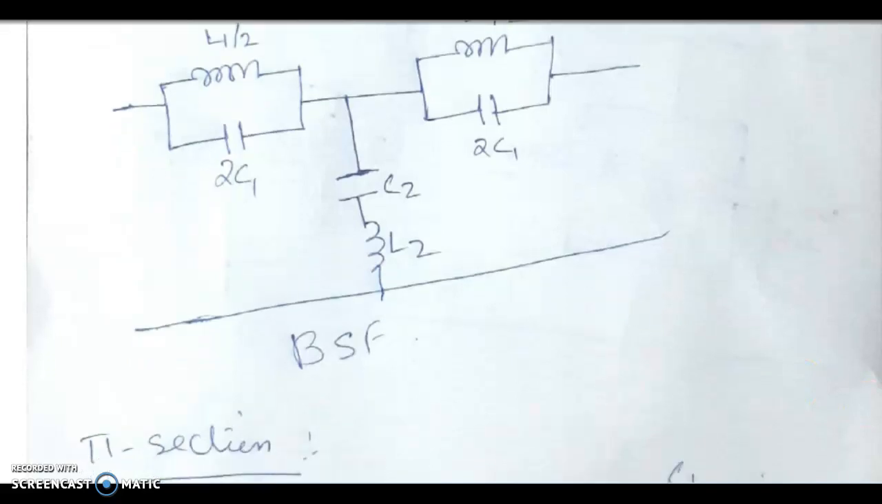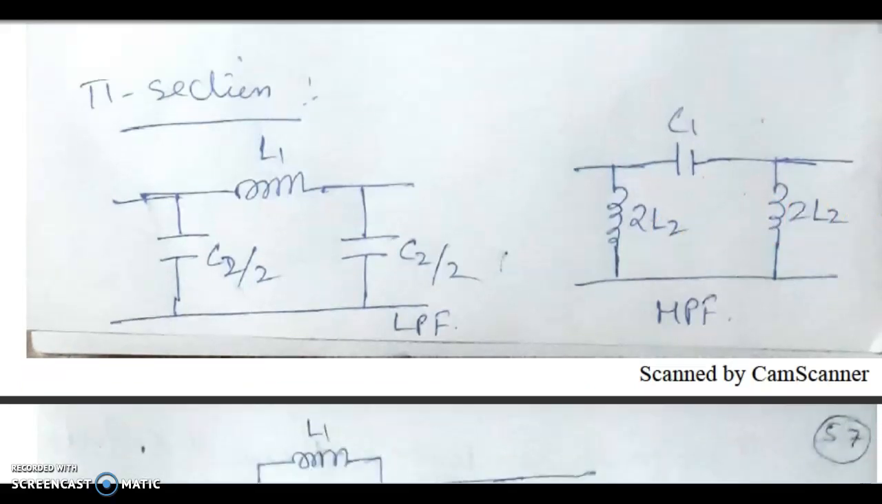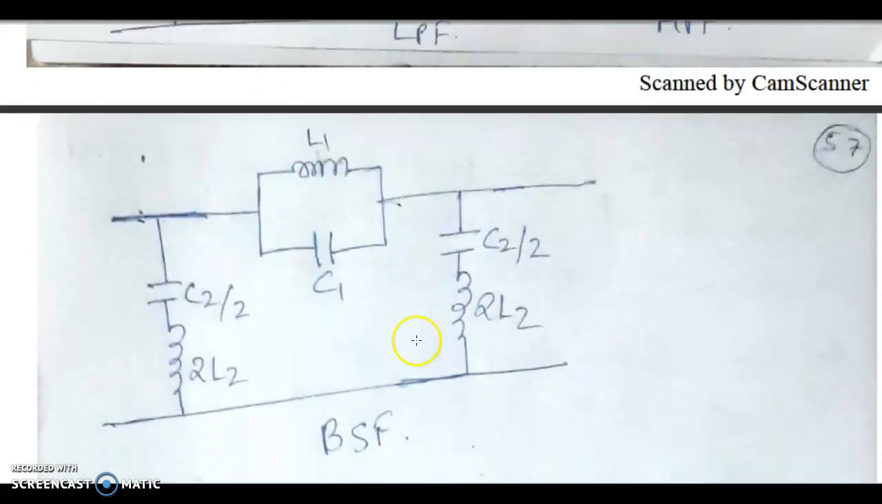Similarly, we can obtain the pi section. Again, in case of band stop filter, because both the low pass and high pass are connected in parallel, the series elements L1 and C1 will get connected in parallel and shunt element will get connected in series. So when we connect them in parallel, the circuit will look like this. L1 and C1 are connected in parallel because they are the series element, and shunt elements are connected in series. C2 by 2 in series with 2L2. Similarly here C2 by 2 in series with 2L2.